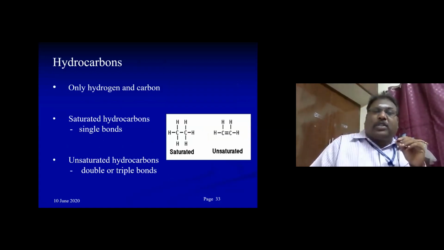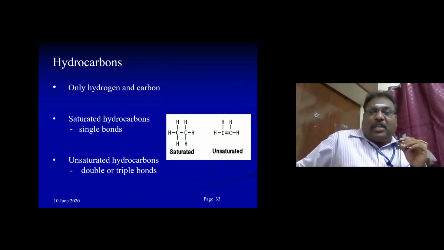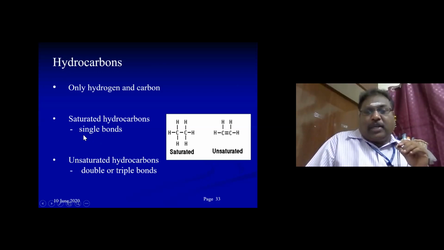Hydrocarbons are the most interesting topic of our study. Hydrocarbons have only hydrogen and carbon. Two types of hydrocarbons are there: saturated hydrocarbon and unsaturated hydrocarbon. Saturated hydrocarbon means single bonds. If you can recollect, with 2 carbon atoms, we have the ethane molecule structure, C2H6, where all 4 valences are saturated by carbon-carbon and carbon-hydrogen bonds.